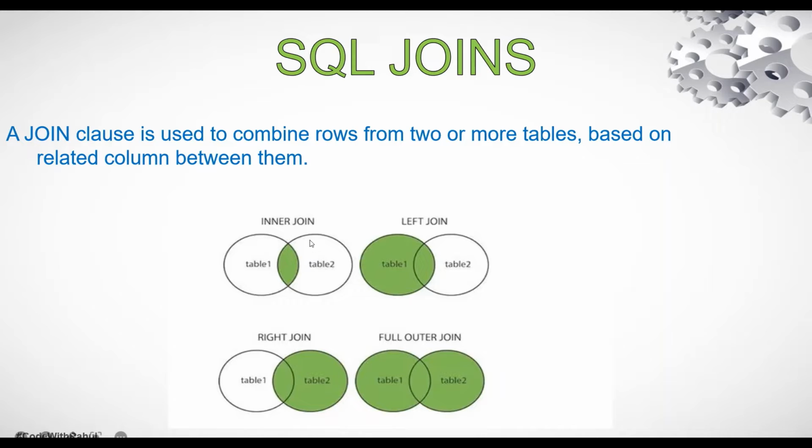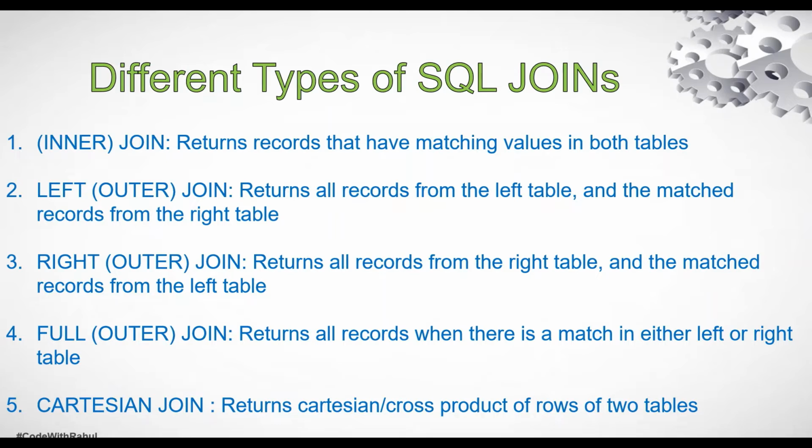So there are different types of SQL joins. We have inner join, left join, right join, and full outer join. You can see that inner join will give us the matching rows. Left join will give us all the rows from the left and the matching rows. In case of right join, it will give us matching rows as well as all the rows from the right. Full outer join means it will give us all the rows. So, different types of SQL joins.